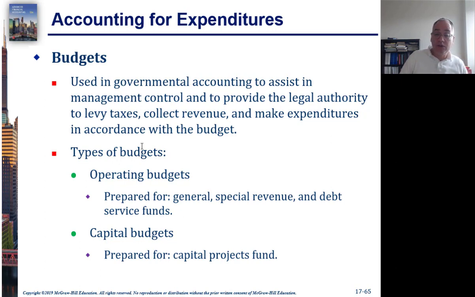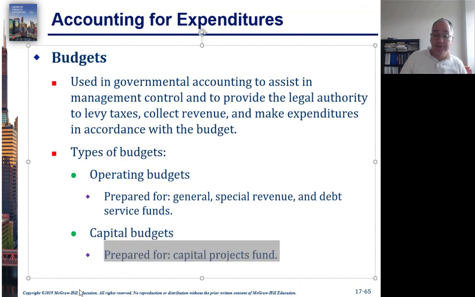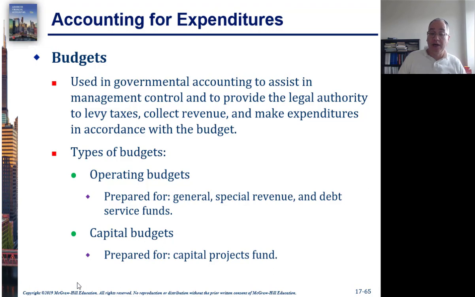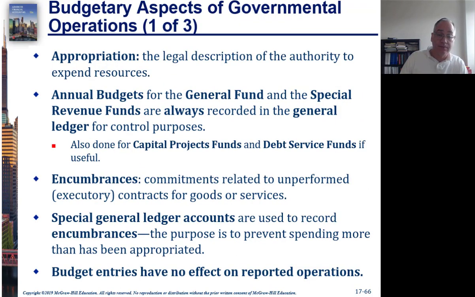So governments have two types of budgets, what's called an operating budget and a capital budget. The capital budget would just be for a capital project fund, but the operating budget would cover all of the other governmental funds. And the term we're going to use here is an appropriation. This would be a decision to spend money. It's really a budgeted expense. It's called an appropriation.